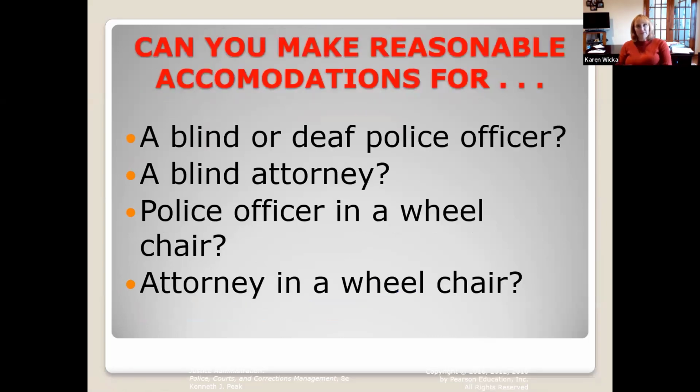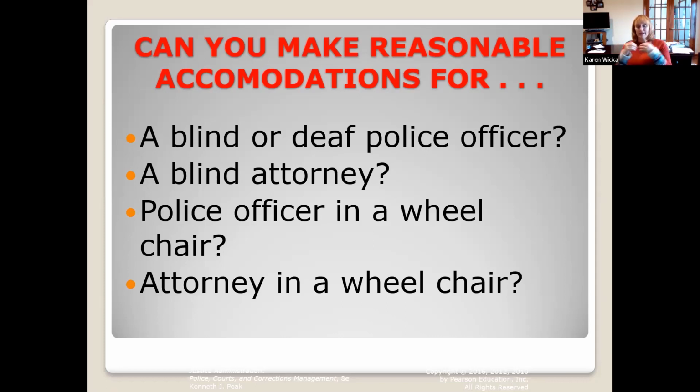So when you think about this, you have to think about the job, what's necessary for the job, and whether it is a bona fide occupational qualification. And then can this person still do the job if you give them some sort of accommodation? So when you think about it, can a blind or deaf person be a police officer? Is seeing and hearing a necessity, a bona fide occupational qualification for a police officer? I would say you have a pretty strong argument that it is.